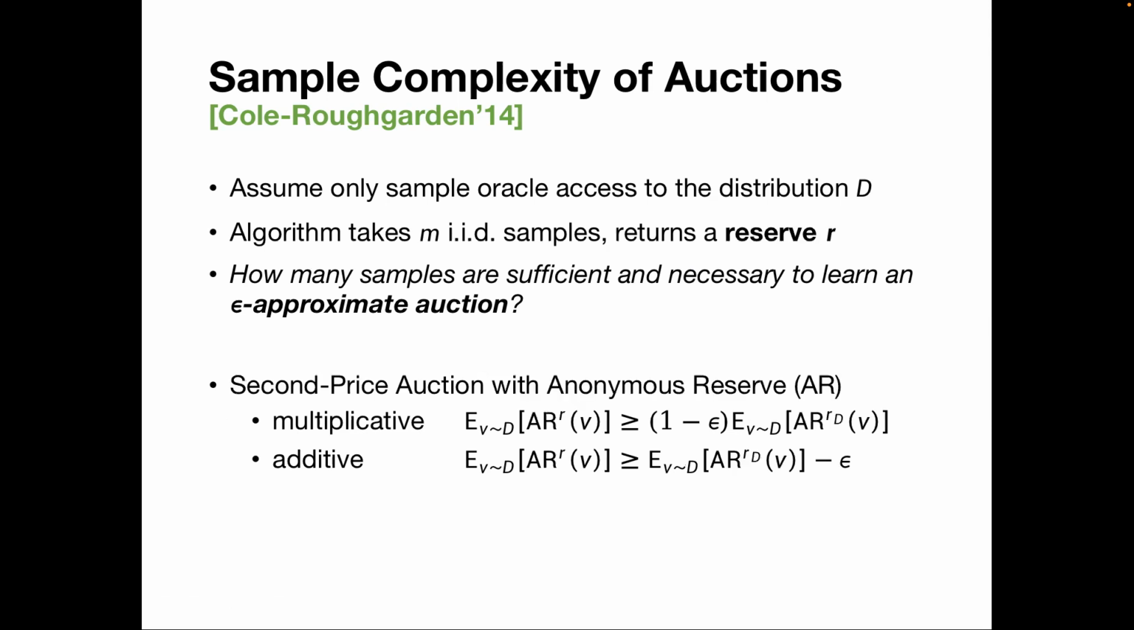functions. And in the case of second price auction with anonymous reserve, since all the designable part of such auctions is just the reserve price, learning a nearly optimal auction exactly means learning a nearly optimal reserve price. So our task again is to get a multiplicative 1 minus epsilon approximation to the optimal revenue, or additive revenue loss of epsilon.